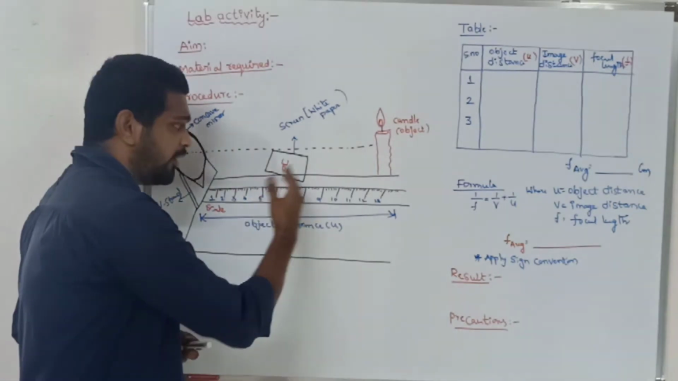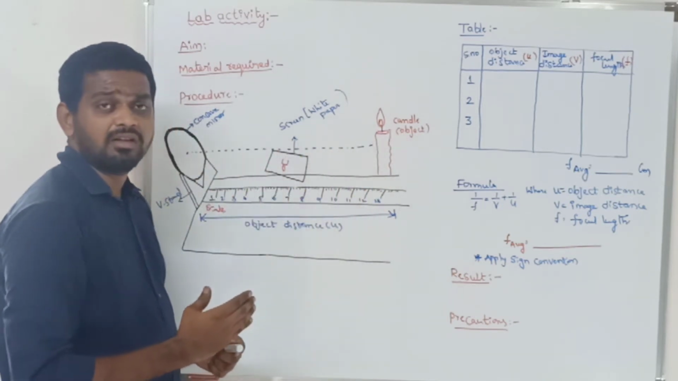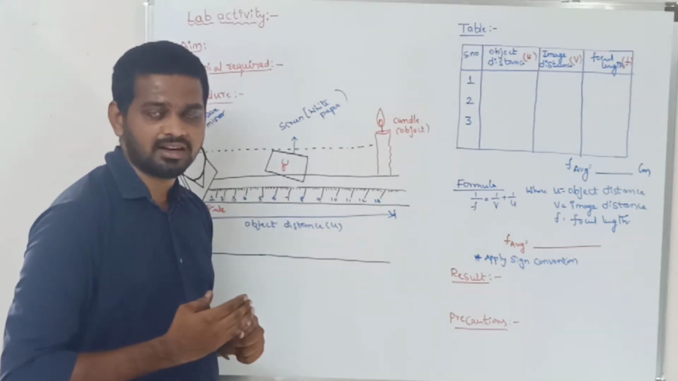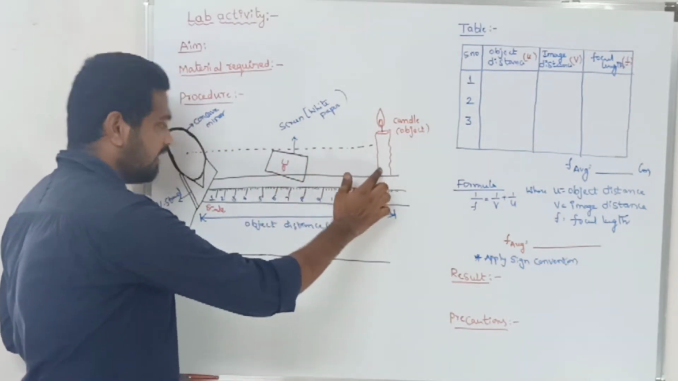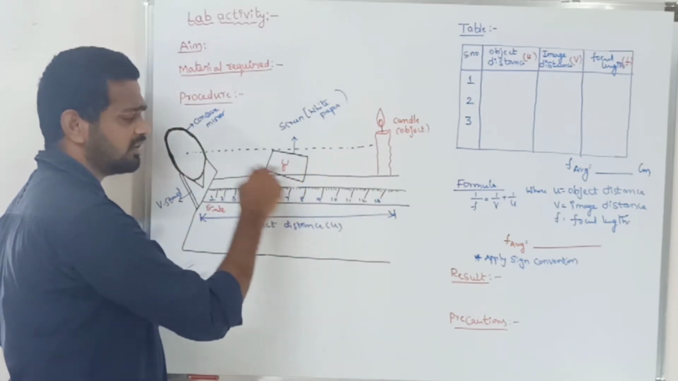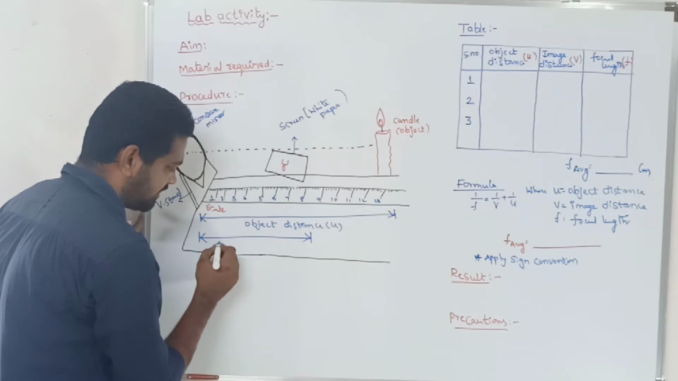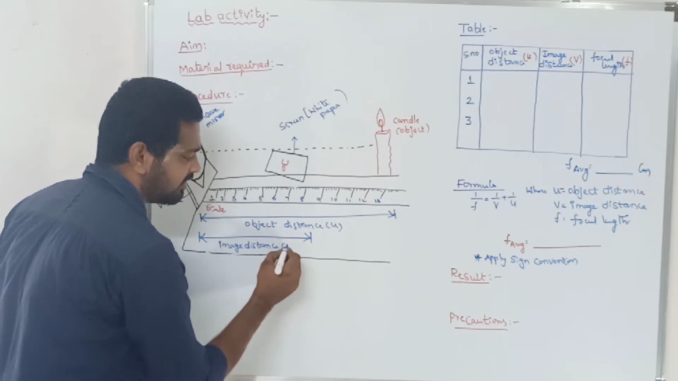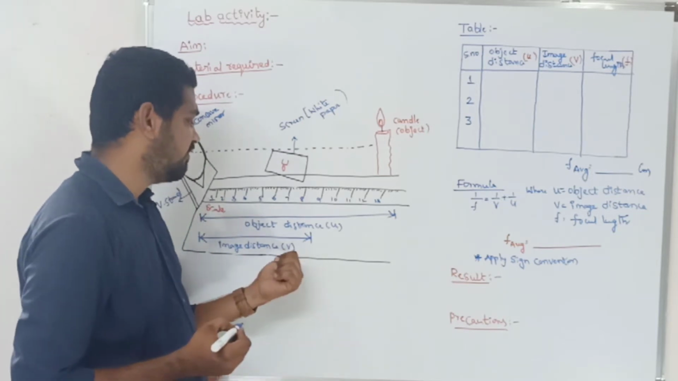Now I am going to move the screen in between the concave mirror and the candle such that I find the position of the sharp image on the screen. Clear children? Let us consider that at this point you got the sharp image. So this distance you will consider as the image distance. Image distance is nothing but the distance from the pole or mirror to the image. It is denoted with small v.